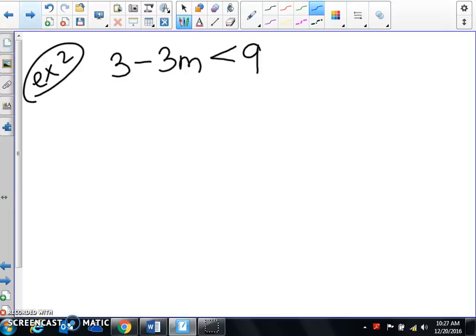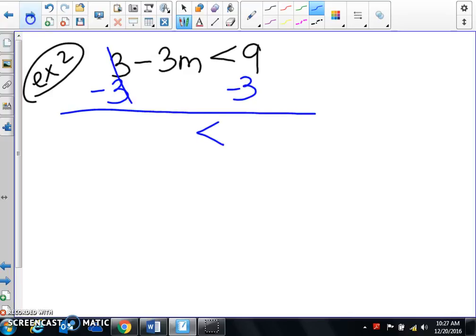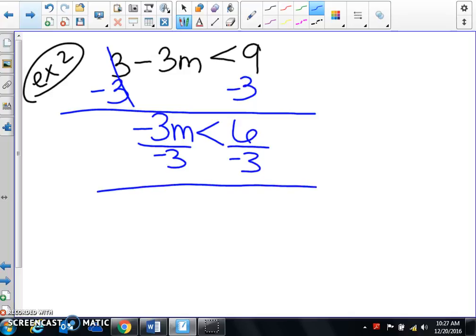Next one. First step is to subtract 3 on both sides. I draw my line, I stop. Did I divide or multiply by a negative? No. So I keep my sign. Drop down your negative 3m. 9 minus 3 is 6. I divide both sides by negative 3. I draw my line. Stop. Did I divide or multiply by a negative? Yes, I divided both sides by a negative. Therefore, I flip my inequality. And then 6 divided by negative 3 is a negative 2.